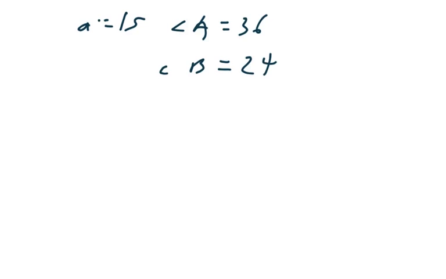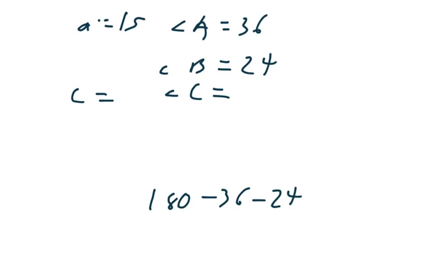For problem number 33, they give me A equals 15, angle A equals 36, angle B equals 24, and we want to know what C is equal to. So first I'm going to get angle C by subtracting 180 minus 36 minus 24, which is 120.